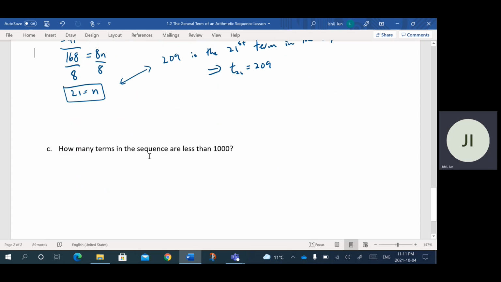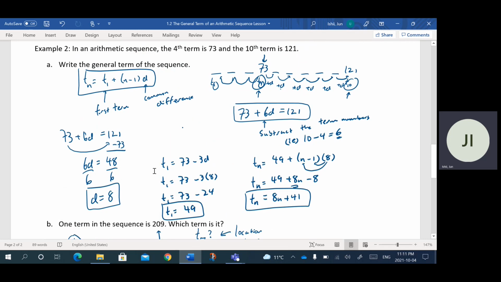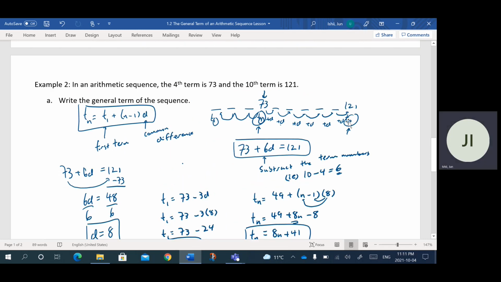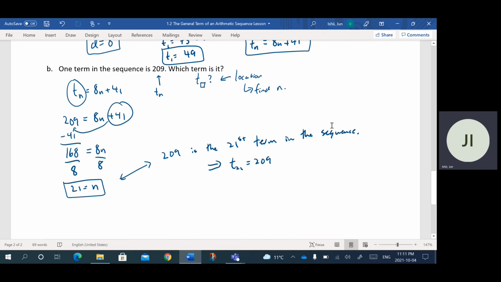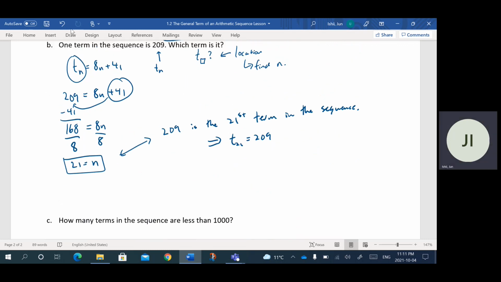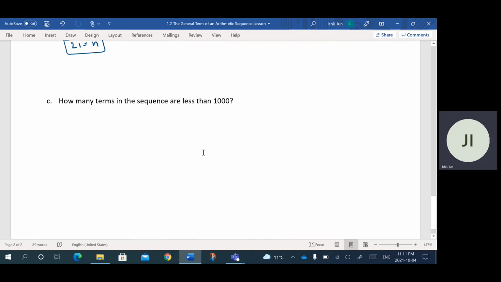How many terms in the sequence are less than 1,000? So let's go back to the sequence here. You see the 10th term is 121. This thing will keep going up. Eventually it's going to hit 1,000, but we don't know how many terms are less than 1,000. This is actually similar to the previous part B, where I'm going to set the limit of Tn as being 1,000, and we'll see what happens here.